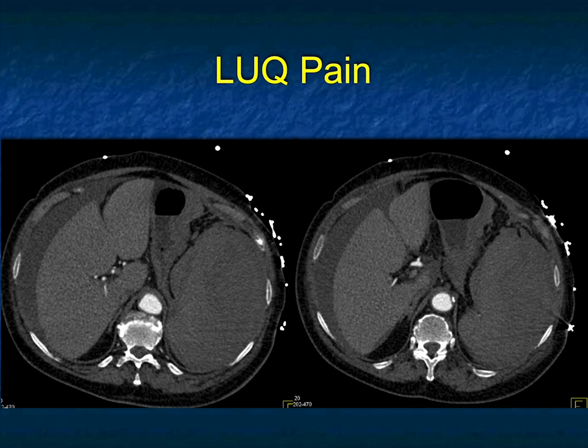Left upper quadrant pain. There's fluid in the abdomen, the spleen is enlarged, and there's high density in the spleen. So it looks like maybe the patient bled, maybe the patient had infarcts in the spleen, maybe the patient had trauma. You would also want to know other history because it could be a sequestration. Could it be infiltration by tumor and that bled? Those are all things you're going to need to think about, and history is going to be very helpful.